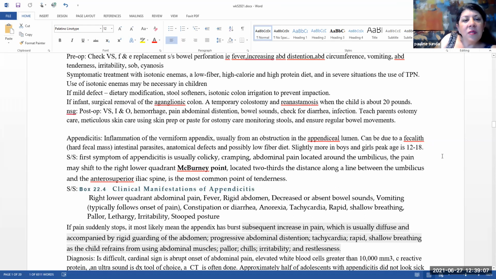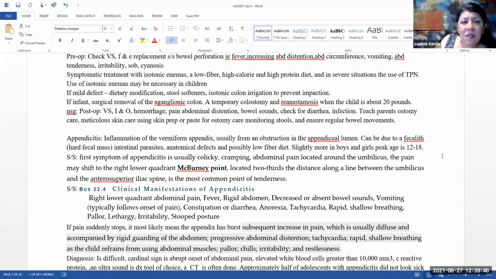Preoperatively, we're going to be monitoring their fluid and electrolytes, vital signs, replace the fluid and electrolytes as appropriate, and monitor for signs and symptoms of enterocolitis, like fever, increasing abdominal distension, increasing abdominal discomfort, vomiting, abdominal tenderness, irritability. They also might have shortness of breath and cyanosis. Symptomatic treatment with isotonic enemas, a low fiber, high calorie, high protein diet, and in severe situations, they may use TPN. Use of isotonic enemas may be necessary in children.